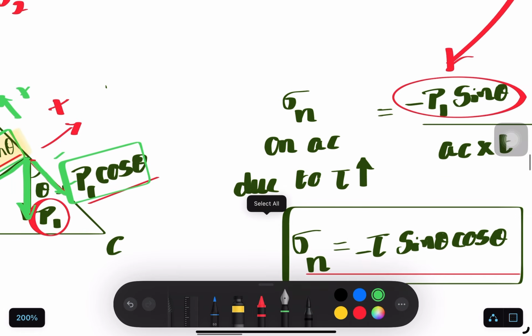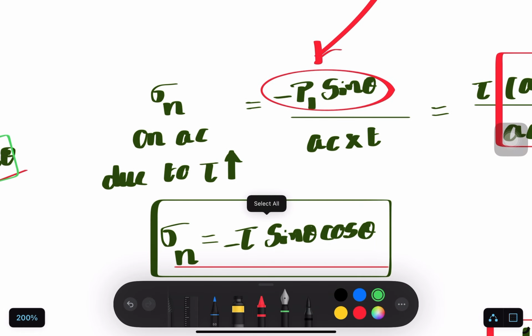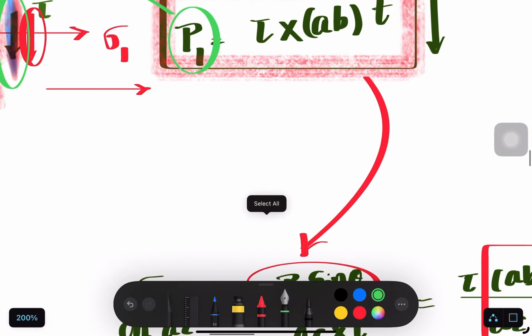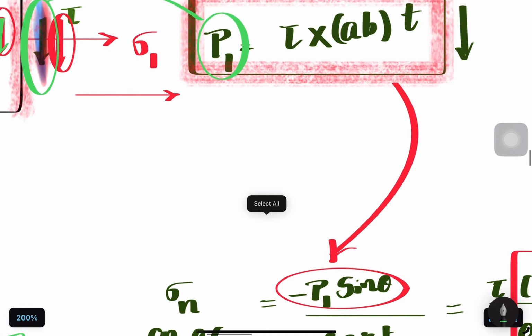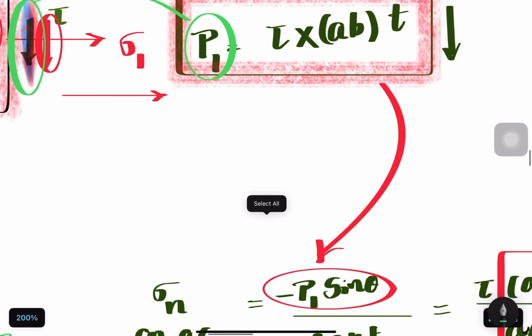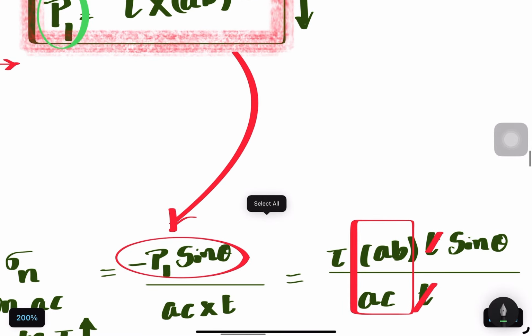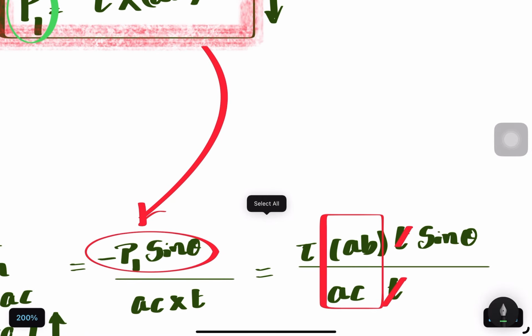That's what we have written here: P1 sin theta, the normal load, divided by AC into thickness. We already got an expression for P1. All you have to do is take that expression and plug it here. Mathematics is just like moving objects. So here we have the expression for P1 substituted. It is tau into AB into thickness into sin theta, divided by the denominator as it is. The thickness in the numerator and the denominator cancel each other out.